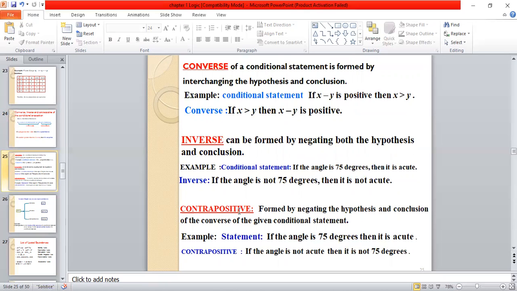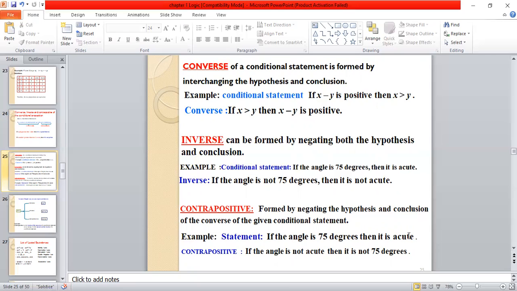Contrapositive is formed by negating the hypothesis and the conclusion of the converse of a given conditional statement. So given a conditional statement, we apply the converse, and then we apply the inverse. Or, given the conditional statement, we apply the inverse, and then we apply the converse on the inverse statement. So for instance, if the angle is 75 degrees, then it's acute.